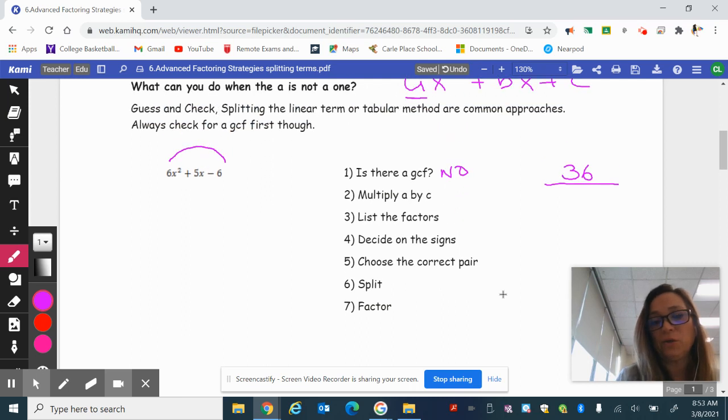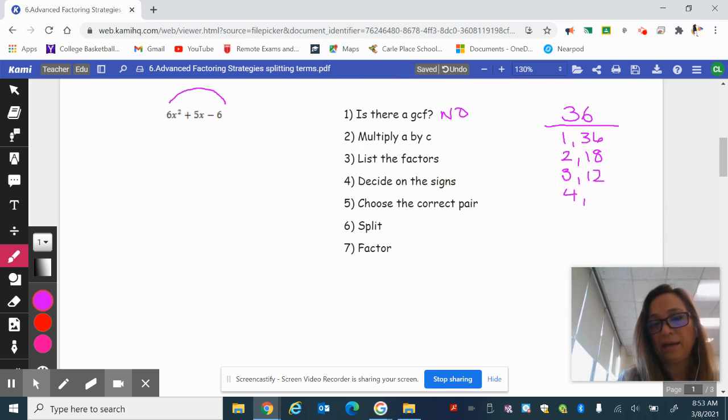All right, so now I'm going to list the factors of 36, and that's 1 and 36, 2 and 18, 3 and 12, 4 and 9, and 6 and 6. Now, when I'm looking at it, I'm trying to get a 5. So to get a 5, I'm going to use the 4 and the 9. Now, more precisely, I want to get a positive 5. So that would mean that the 4 is negative.